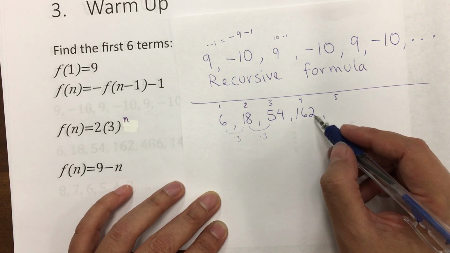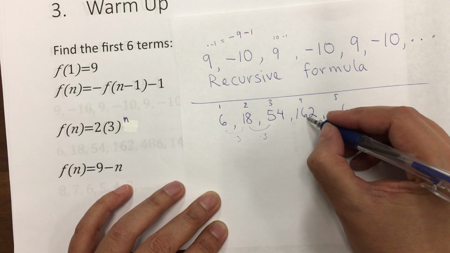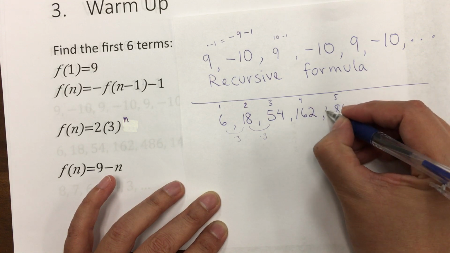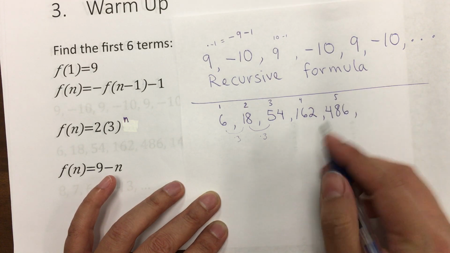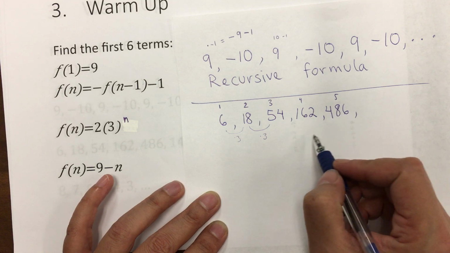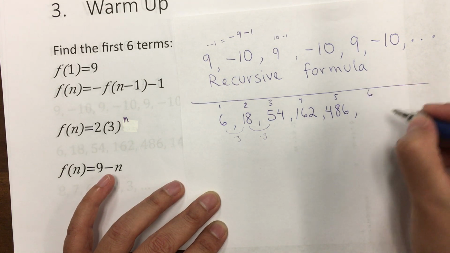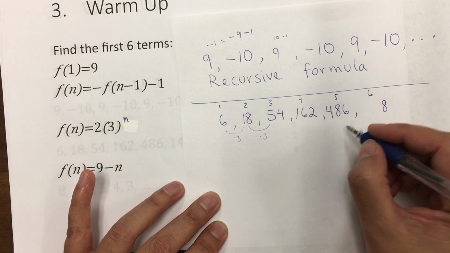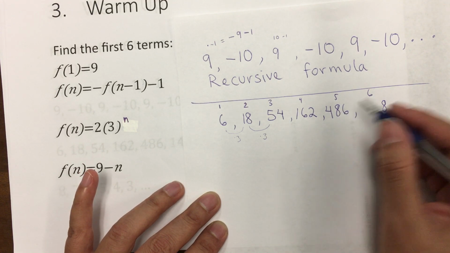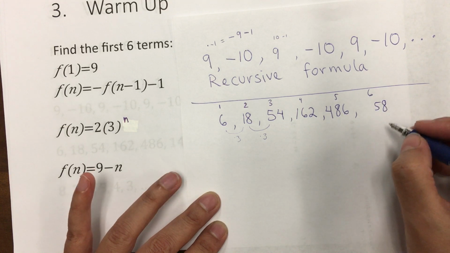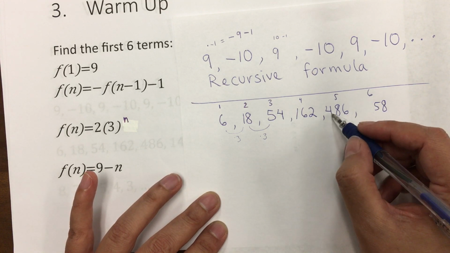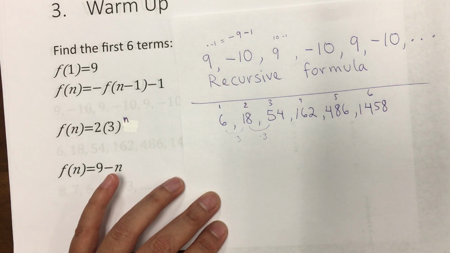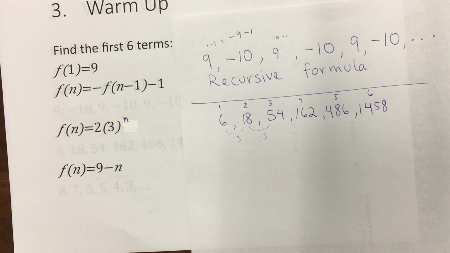For the fifth one, 3 times 2 is 6. 3 times 6 is 18, carry 1. 3 times 1 is 3, and 1 is 4. For the sixth one, 3 times 6 is 18, carry 1. 3 times 8 is 24, and 1 is 25. Carry 2, and 3 times 4 is 12, and 2 is 14. So those are the first 6 terms.